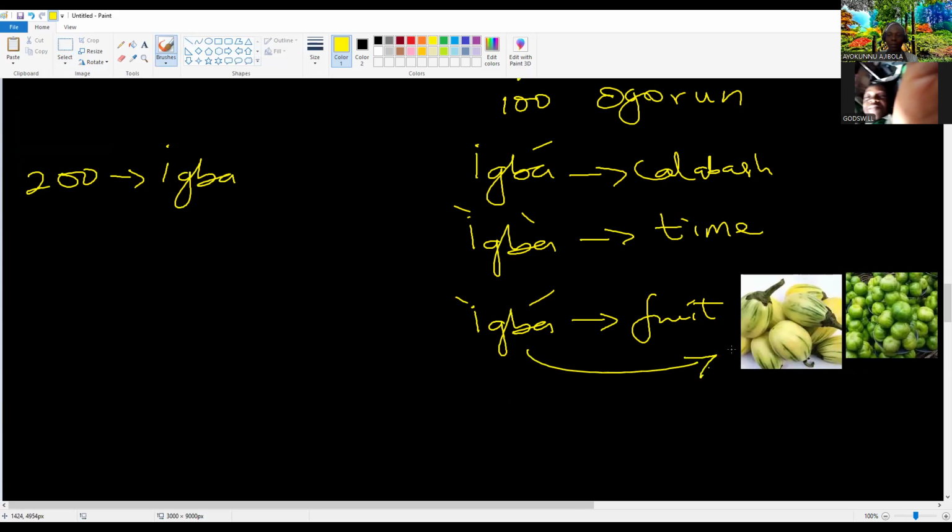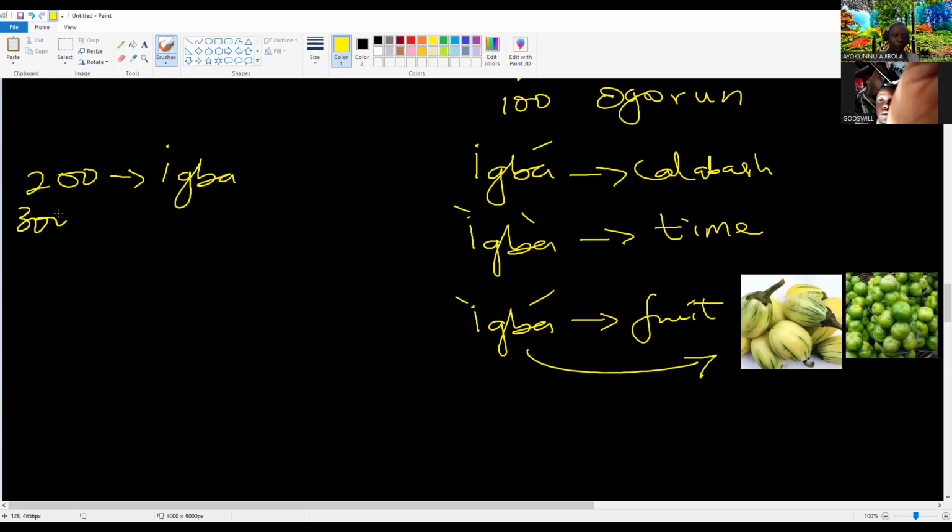Yes, sir. Igba. So the same word that stands for 200 is the same word that stands for all of these things, but the difference is the intonation. The intonation on 200 is re re, which is Igba. The one on calabash is Igba, re mi. The one on time is Igba, do do. And the one on the fruit is Igba, which is do mi.